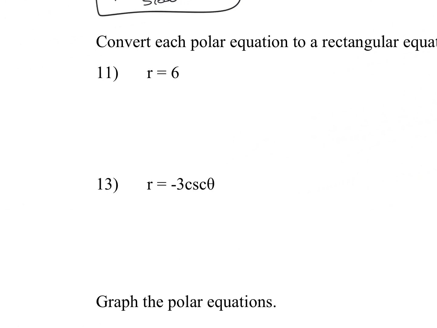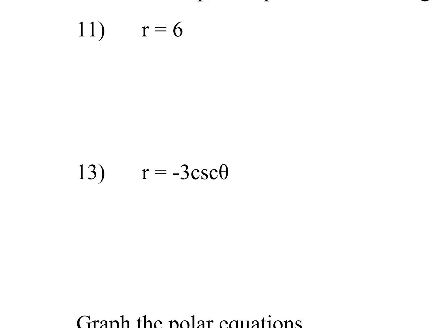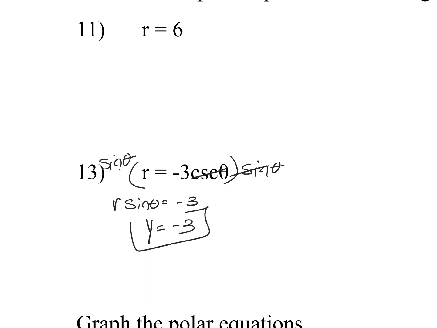And then something a little bit more standard, something like r equals negative 3 cosecant theta. If I multiply both sides by sine, cosecant and sine are reciprocals, so they reduce to 1. So I get r sine theta equals negative 3. And r sine theta is just the y coordinate. So that's really all you need to be able to do for that.